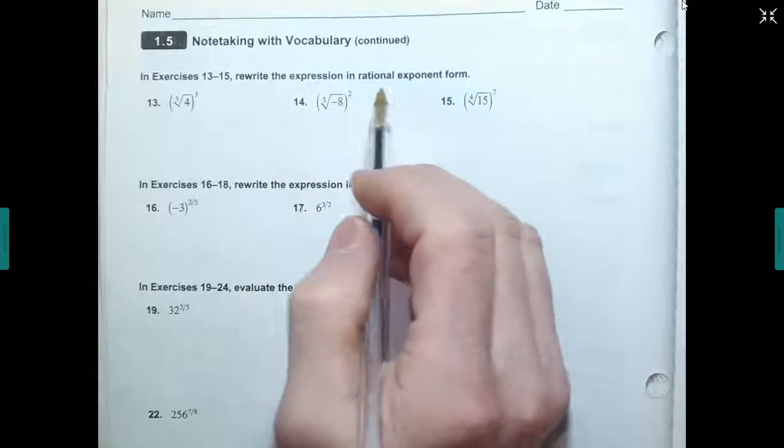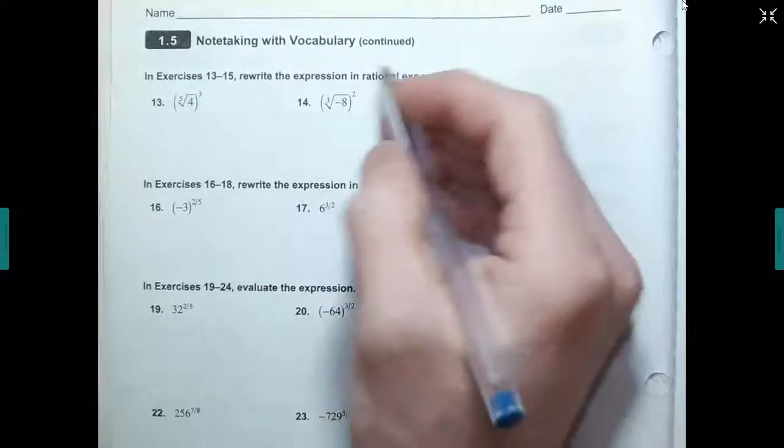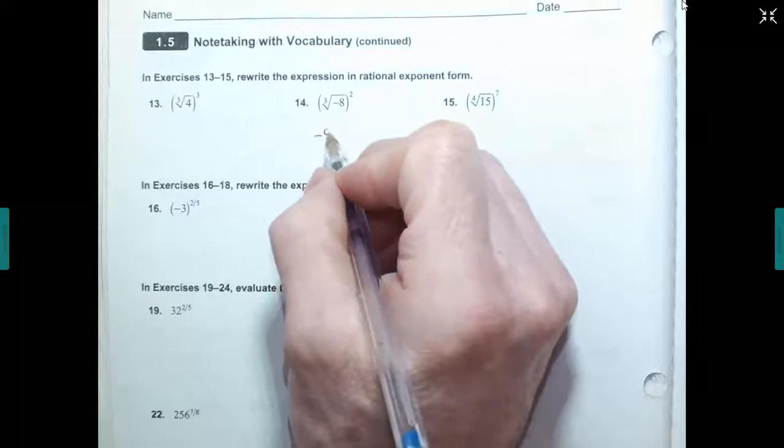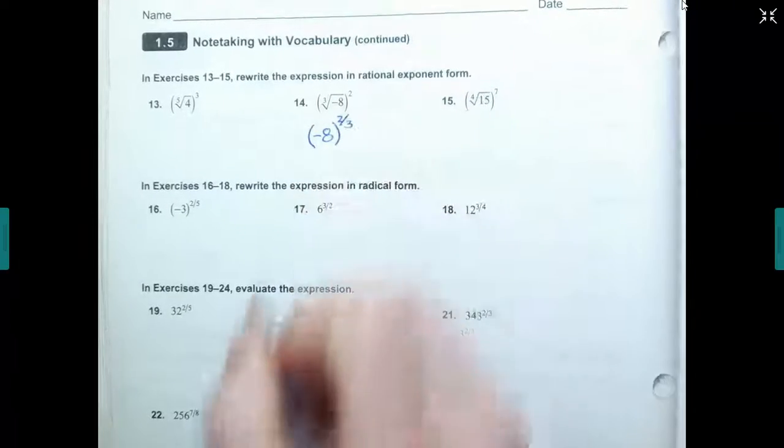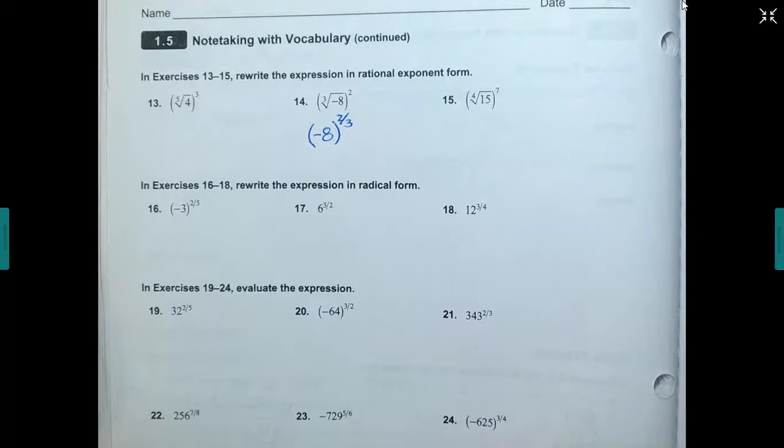Rewrite the expression in a rational exponent form. So I have negative 8 to the 2/3. And all it wants me to do is rewrite.